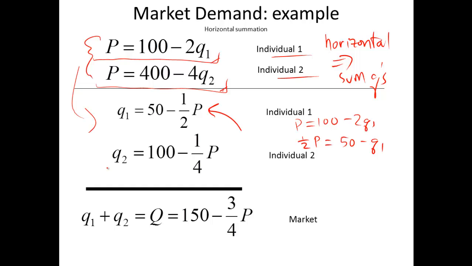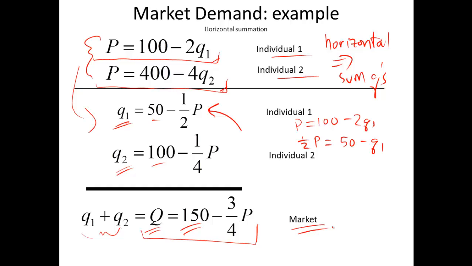Now I'm ready to horizontally sum, now that I have these demand curves expressed as Q1 equals and Q2 equals, because the overall market demand is the sum of Q1 and Q2, and we'll just call it big Q here. So it equals 50 plus 100, or 150. And over here, we add up the coefficients on the prices: minus a half, minus a quarter, so we have minus 3/4. And here's an equation for the market demand curve.